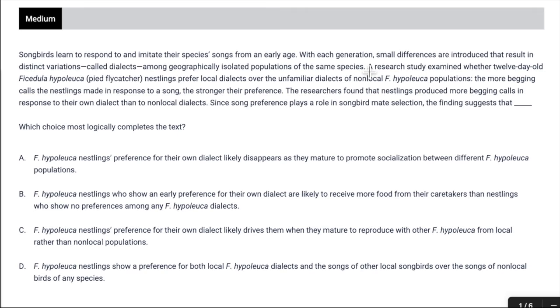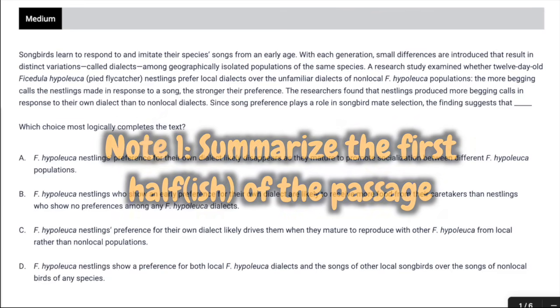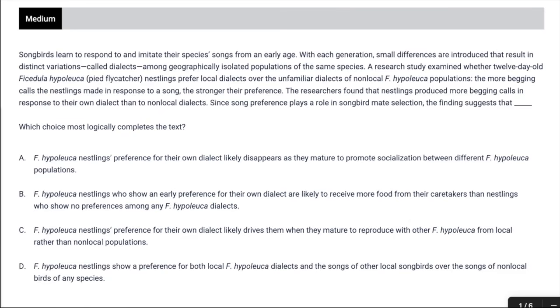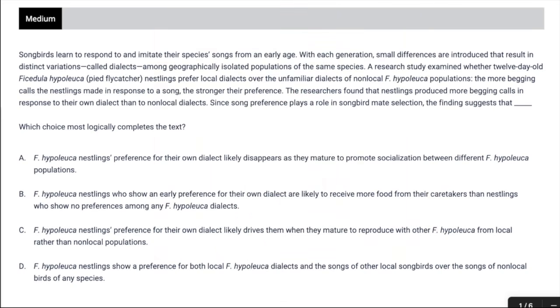So your first note should be a summary in your own words of the first half of the passage or so. You won't necessarily know where this is until you get there, but basically you want to stop yourself somewhere around the middle of the passage to make sure that you actually understand what you're reading. The reason behind this is a lot of students with these questions will just read, and even though their eyes are passing over the text, they're not actually comprehending what they're reading. So this forces you to prove to yourself that you know what you just read.